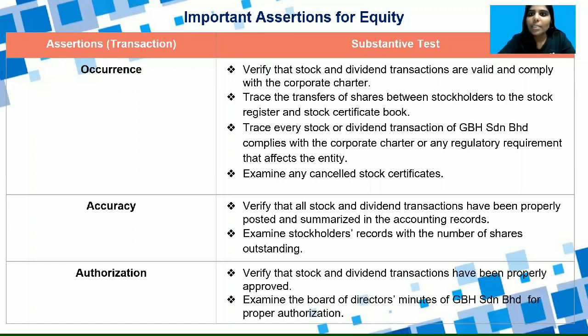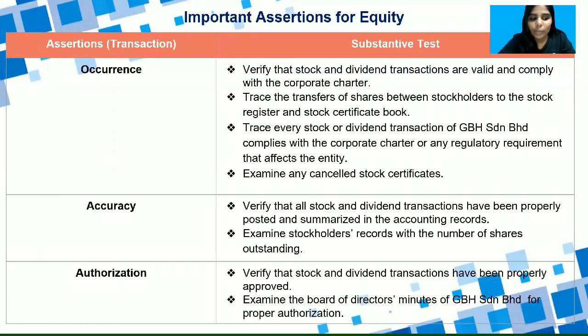So the substantive test to meet this occurrence assertion is to verify that the stock and dividend transactions are valid and comply with the corporate charter. The second one is trace any transfer of shares between stockholders to the stock register and stock certificate book. And then the third is to verify that every stock or dividend transaction of GBH Sandrian Berhad complies with the corporate charter or any regulatory requirement that affects the entity. The fourth one is to examine any canceled stock certificate.